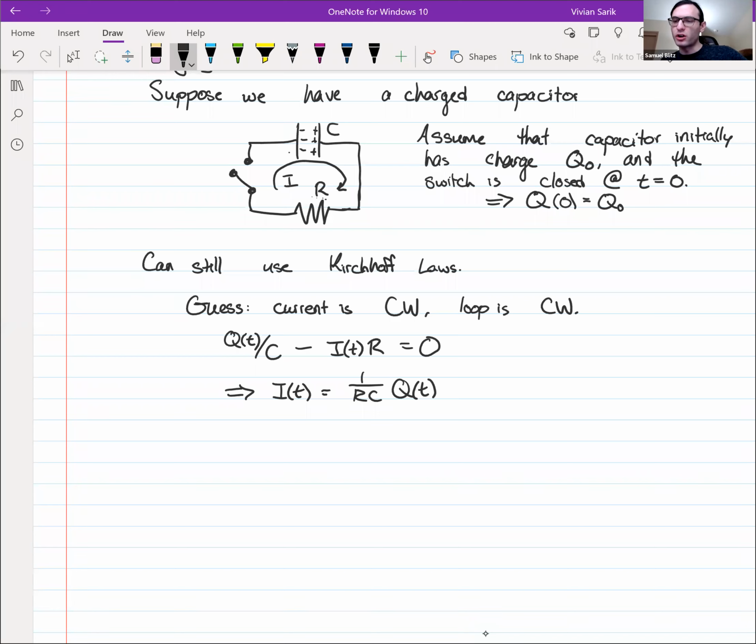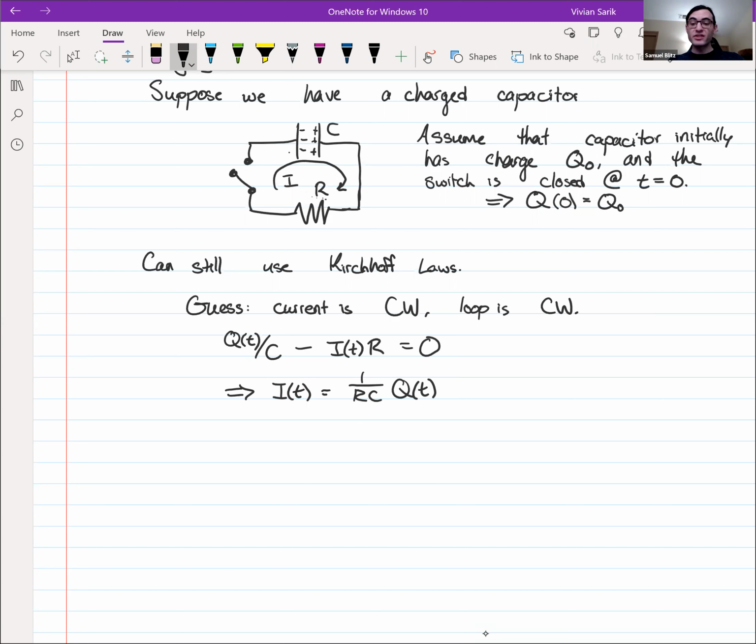We don't always assume that the current and loop are in the same direction. If you have junctions where you have multiple different currents, they're not always going to be in the same direction. It's just that in the simplest cases, sometimes it's easy. But this is not an assumption that we're making. This is just a guess. And if it turns out that our current is negative, then we just made the wrong guess. That's all.